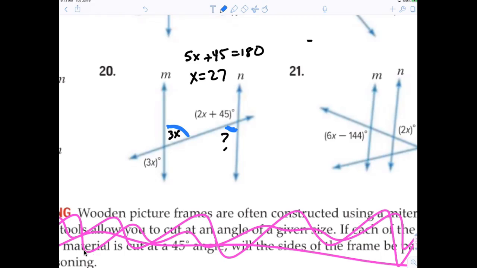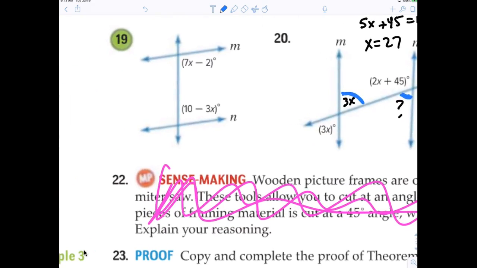All right, so let's look at 19. What's true about that? Consecutive interior. Right? So what are they? Yeah, they add up to 180. You agree with that now, right? Come on, that's important, guys.